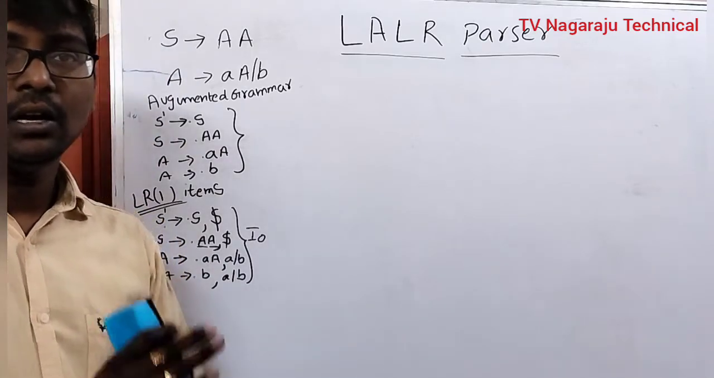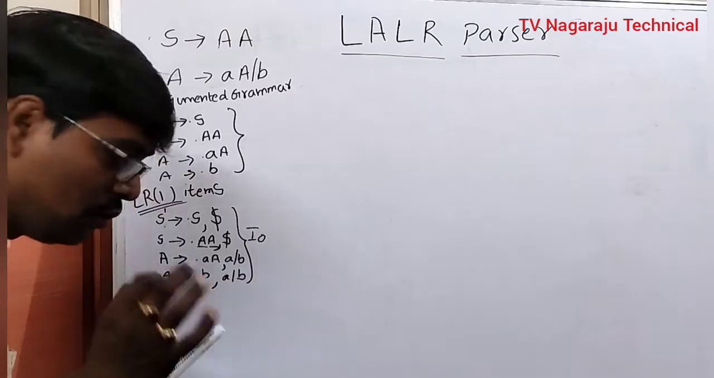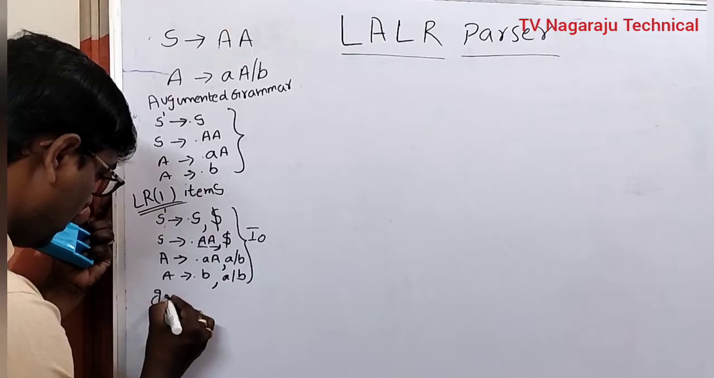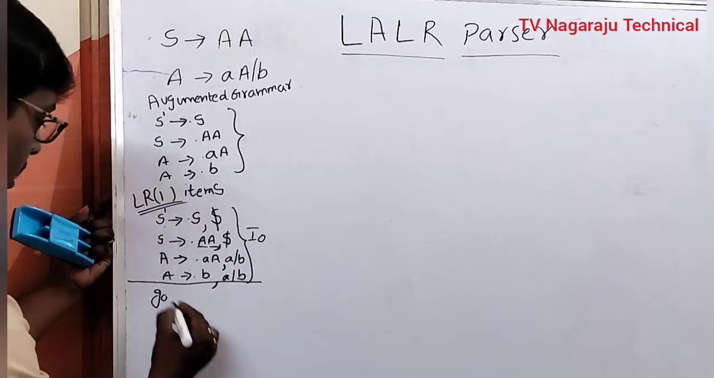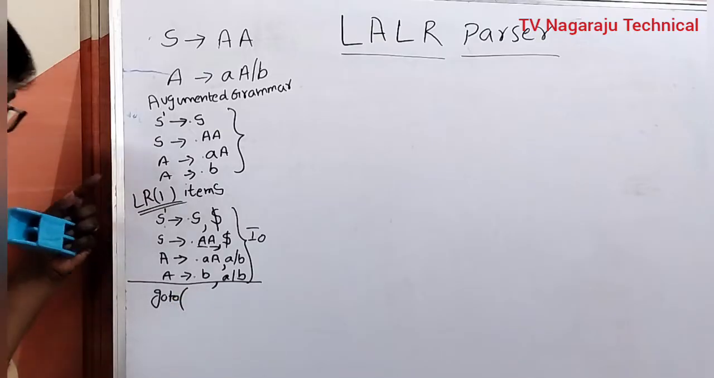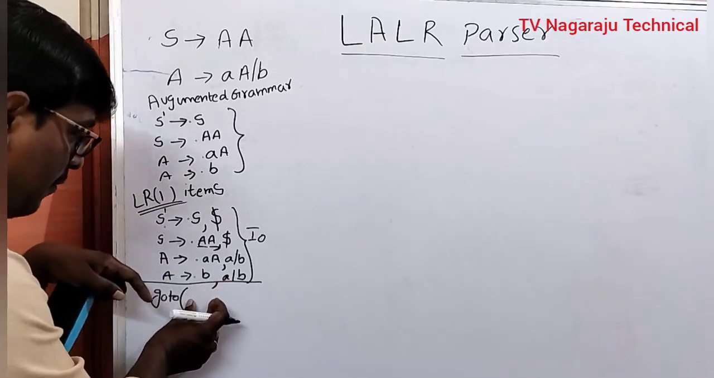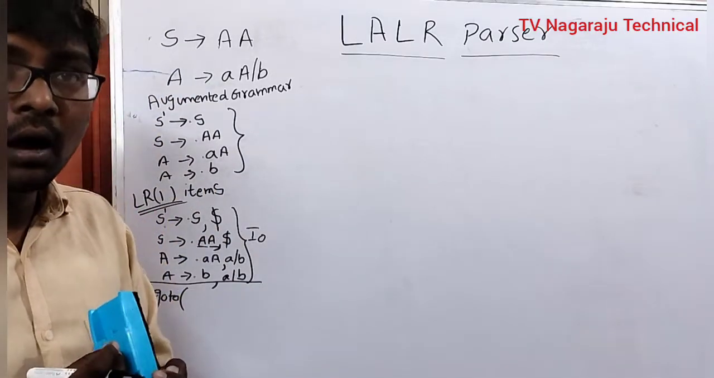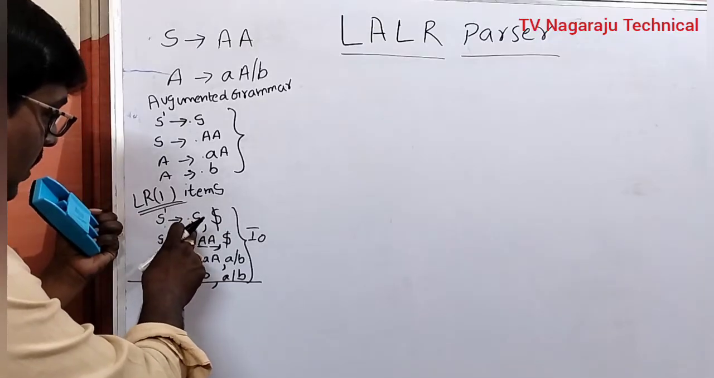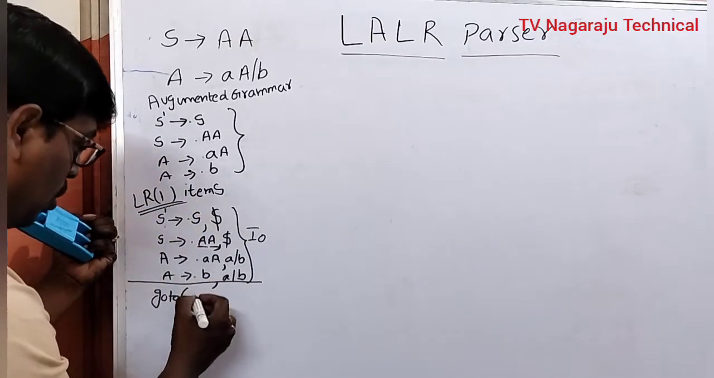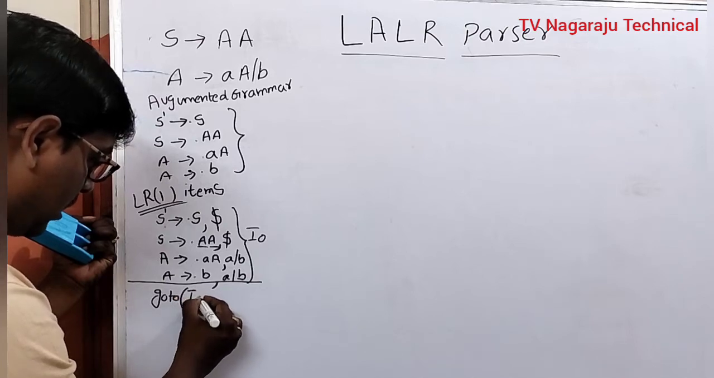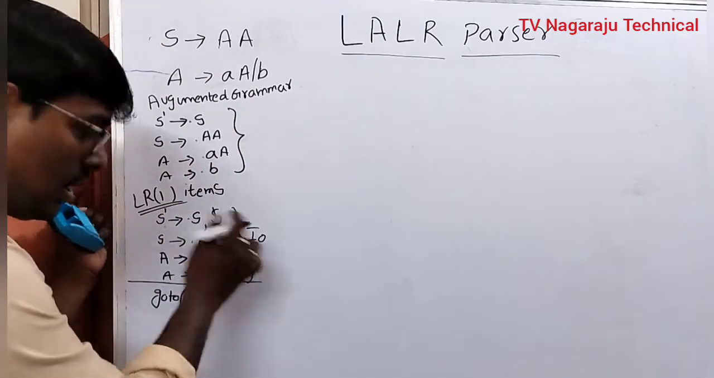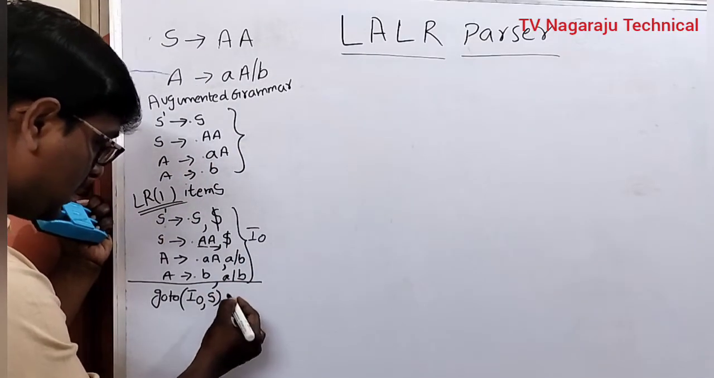Based on this I naught, we are extending the remaining. So how do we extend the remaining? By using go to function. Suppose see this one. This is completed. Fine. Next, go to of. In this, we have to write the function for both terminals and non-terminals that begin with a dot. So here, S begins with dot. So go to of on the state I naught, I naught on S.